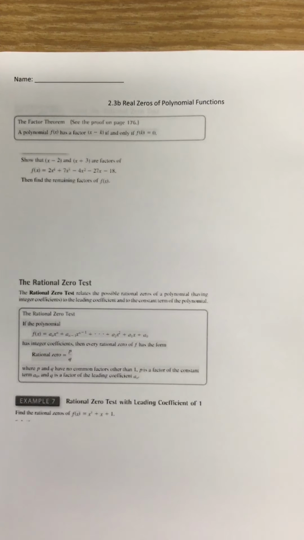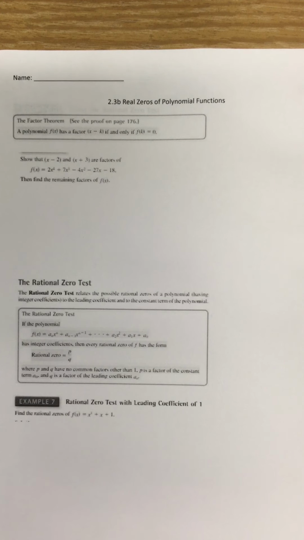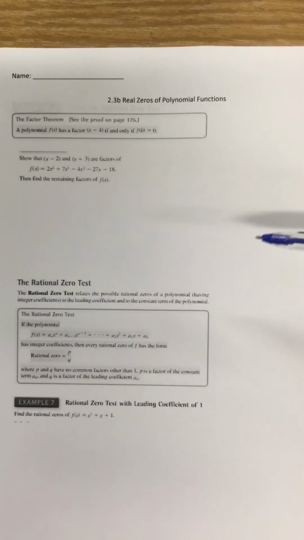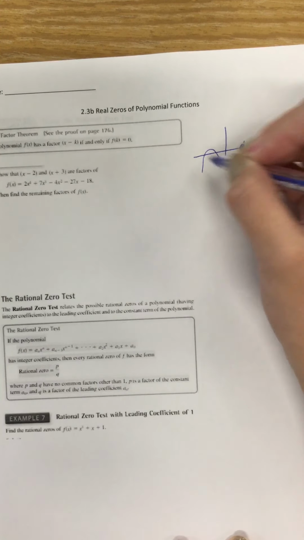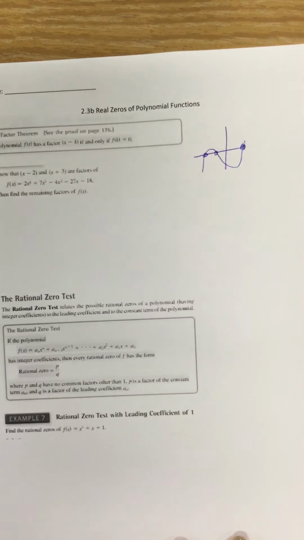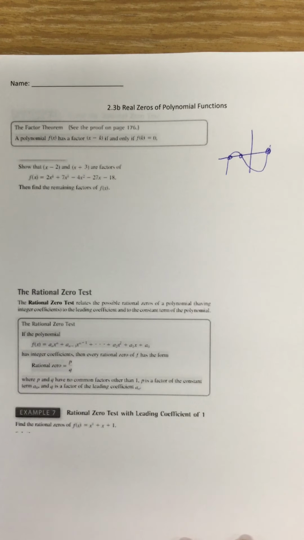Welcome to Notes 2.3b. We're going to be continuing looking at our real zeros of polynomial functions. As a reminder, a zero is where it crosses the graph at the x-axis, right there. That's what we're looking for, some critical values of our graph.